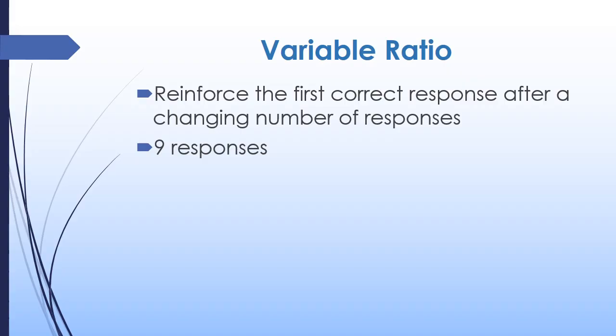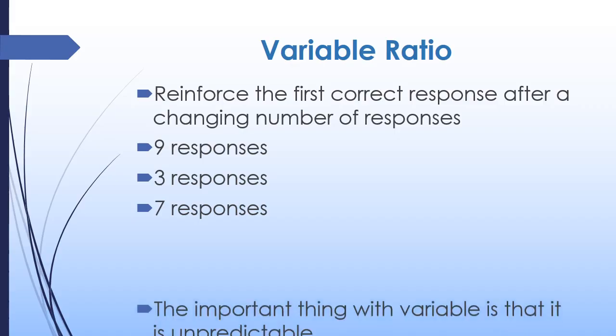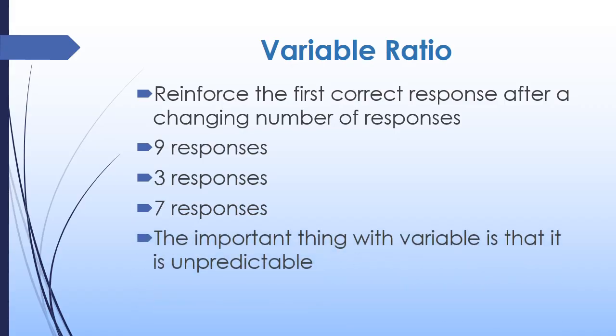Then you start counting again. Let's say this time he has to press it 3 times. Again, it doesn't matter how long it takes him. After the 3rd lever press, he gets reinforced. Then you start counting again, let's say 7 responses this time. Again, since it's variable, it has to be different each time. And the important thing with variable is that it is unpredictable. You don't want the animal or the person to be able to predict how many responses it will take before they get reinforced.